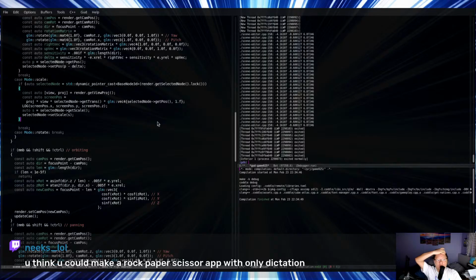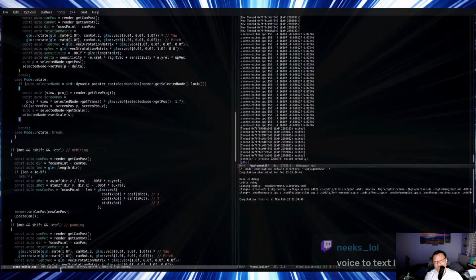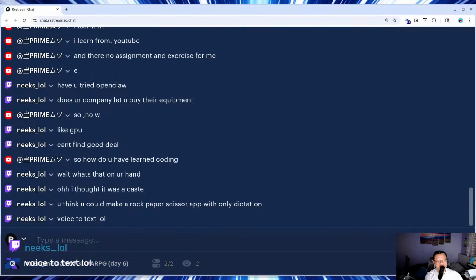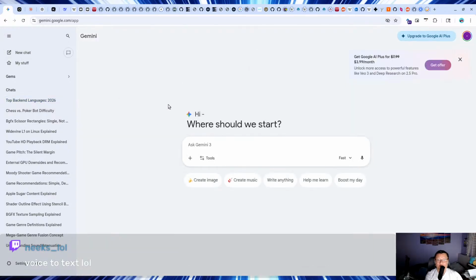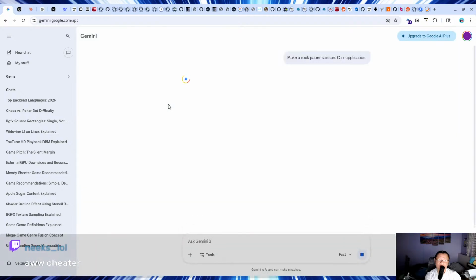You think you could make a rock, paper, scissors app with only dictation? Rock, paper, scissors app with only dictation. Voice to text lol. Look, make a rock, paper, scissors C++ application. Oh, cheater. Make a rock, paper, scissors C++ application.